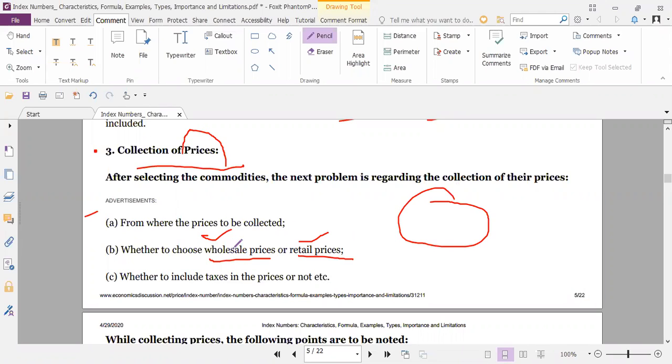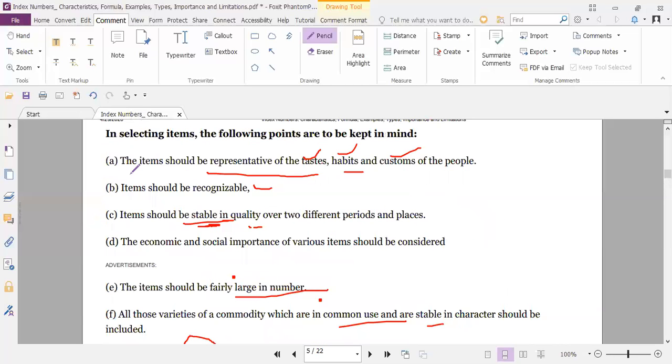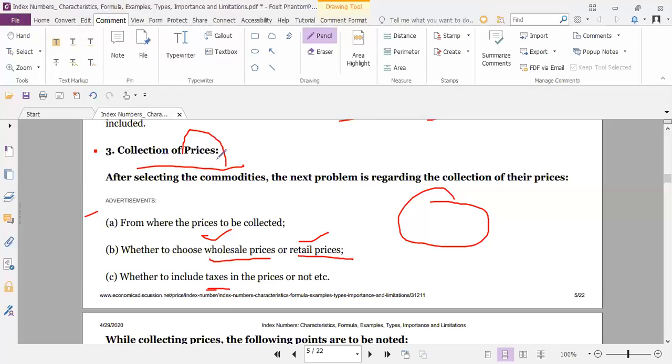Whether you should choose a wholesale price or a retail price, where the prices are to be collected, whether to include taxes in prices or not. Should we include the tax or not? This is another question which comes into your mind. While collecting prices, the following points are to be noted. So you need to keep some points in mind when you are collecting prices. So these are basically the problems.